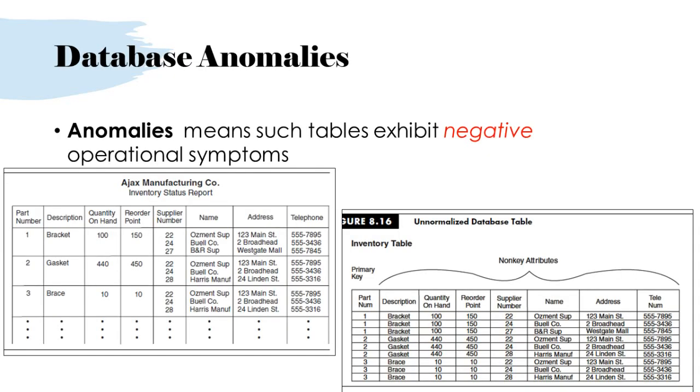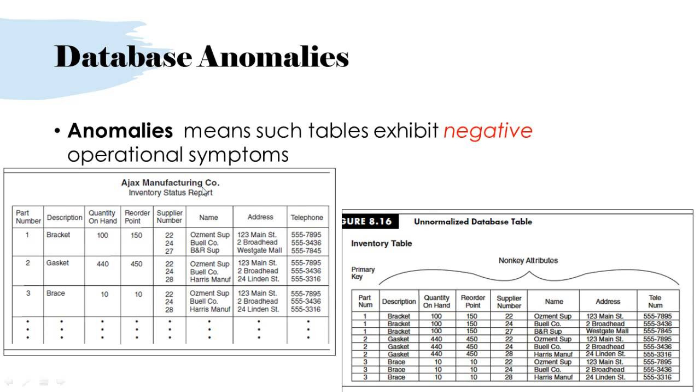Okay, and then we talk about database anomalies. Anomalies here means such a table exhibits negative operation symptoms. So something that, maybe when we do any command or order, it cannot do what we order, because of something we will talk about on the next slide.